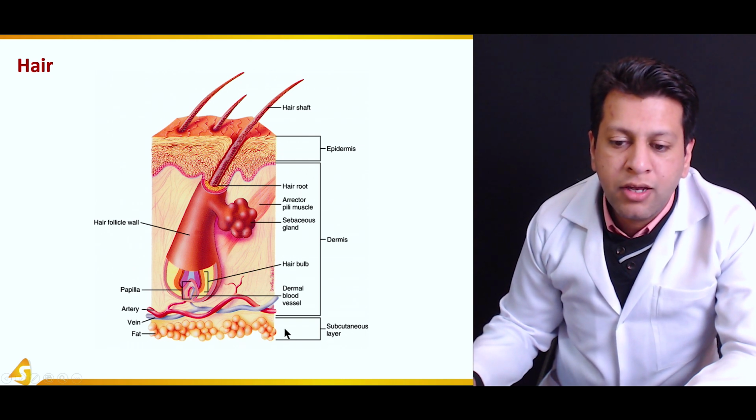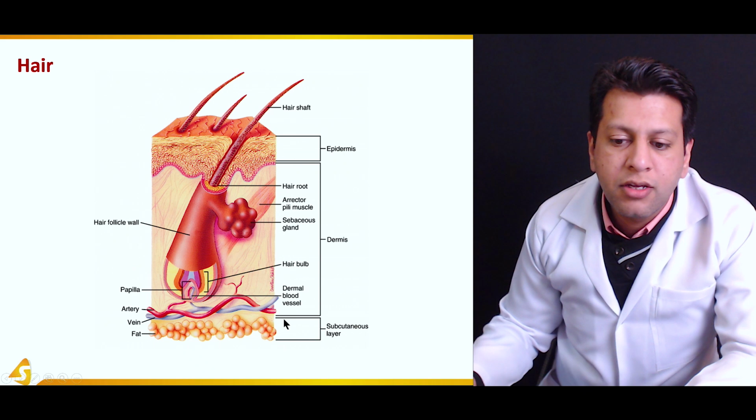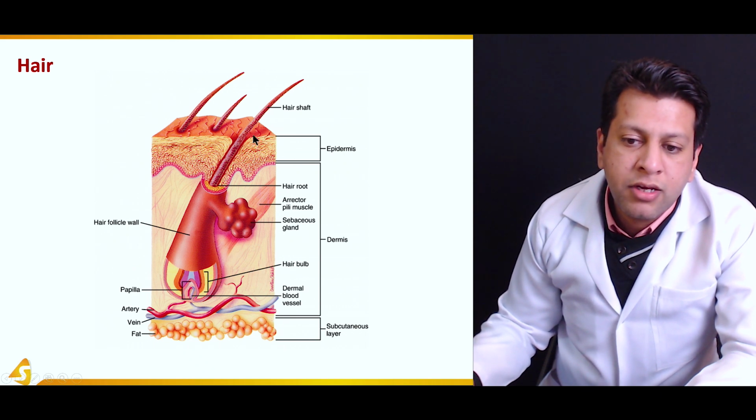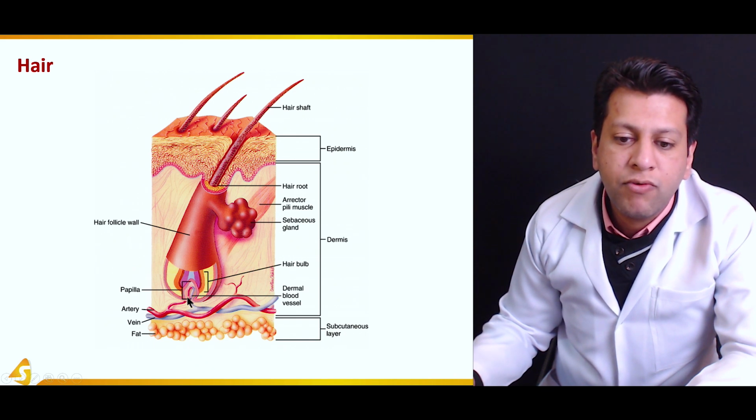If you see over here, as I told you, the nutritional supply is coming from the dermis. These are the arterioles and venules which are projecting into the hair bulb or hair follicle over here, and these are present from the dermis. But look over here, the epidermis is actually invaginating into the dermis and descending deep into the dermis to form the hair follicle.